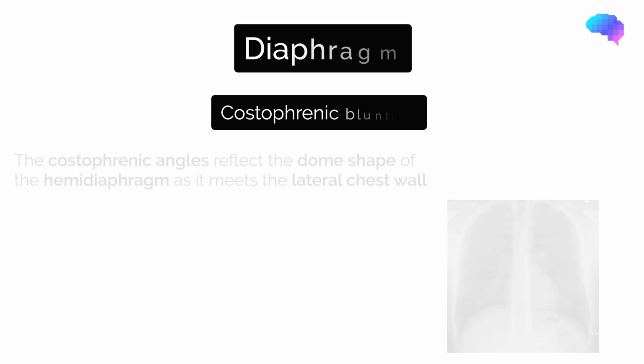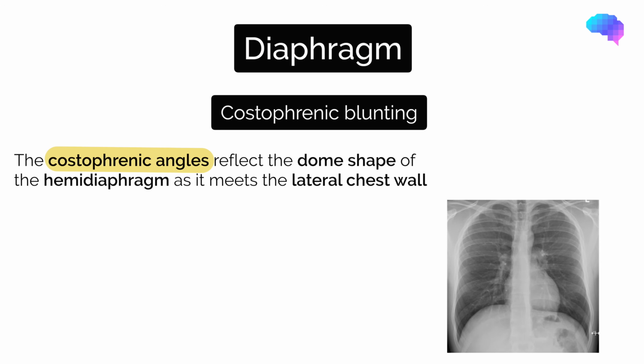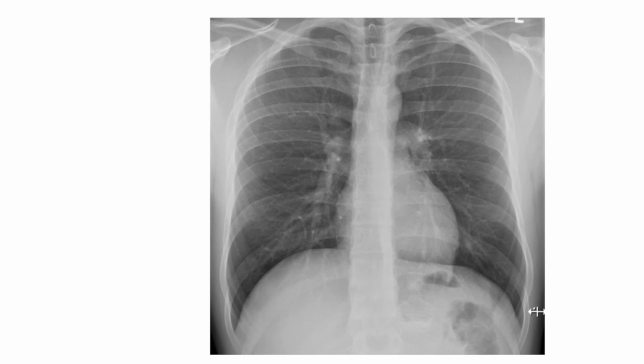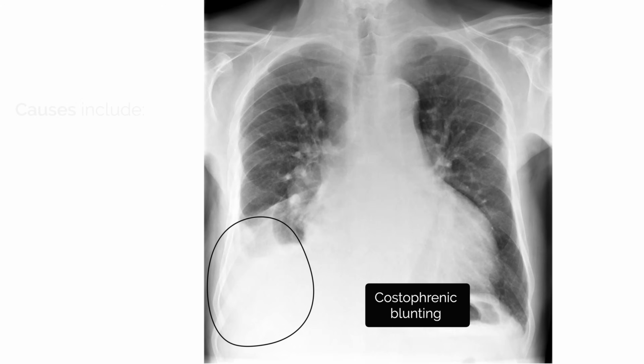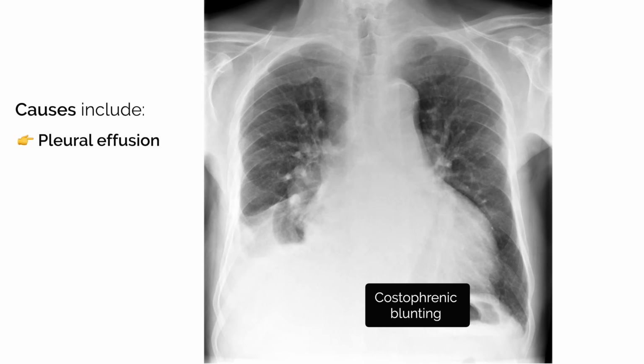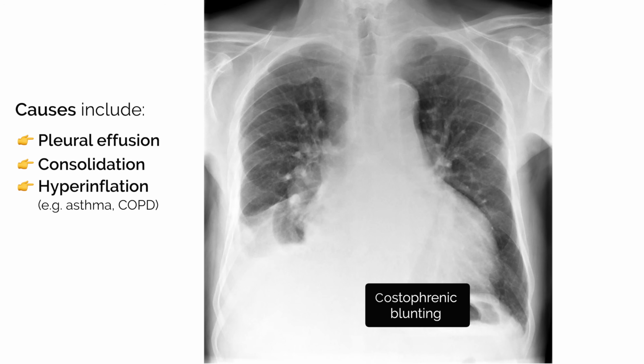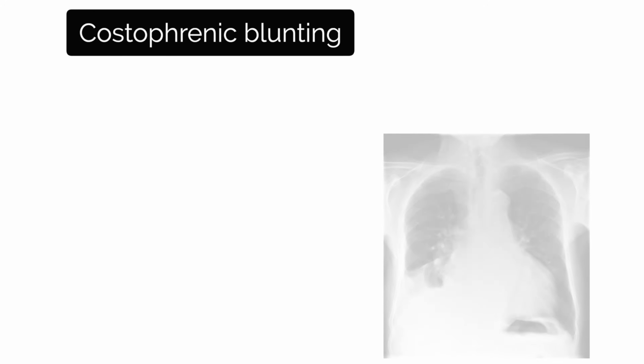The costophrenic angles reflect the dome shape of the hemidiaphragm as it meets the lateral chest wall. In healthy patients, this is well defined with a clear angle. The loss of this angle is termed costophrenic blunting, which is often secondary to the accumulation of fluid, consolidation, or hyperinflation of the lungs, which is often seen in chronic obstructive pulmonary disease.